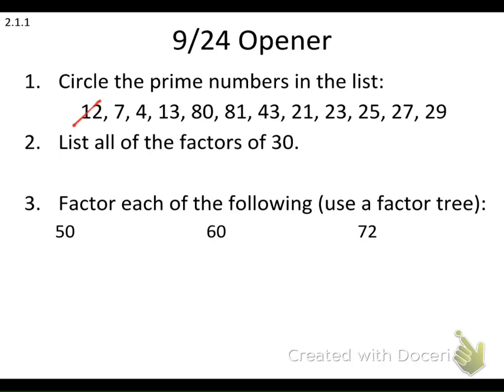A prime number only has 2 factors, meaning it only has 2 numbers that you can multiply together to get the product or the number itself. So let's look at 7. What can you all multiply together to get 7? What 2 numbers can you multiply? So what 2 factors can you multiply together to get 7?